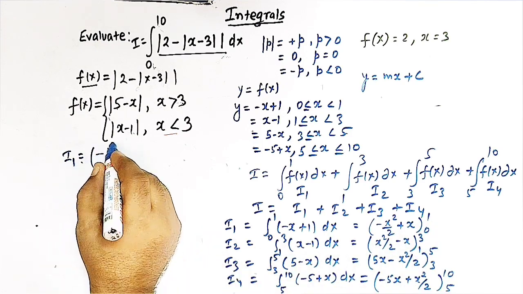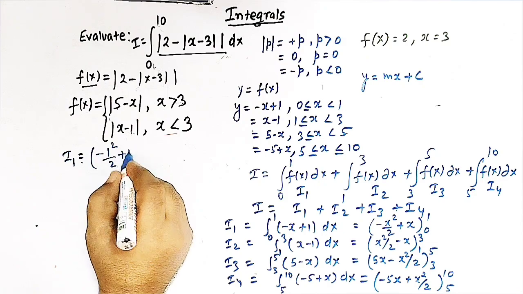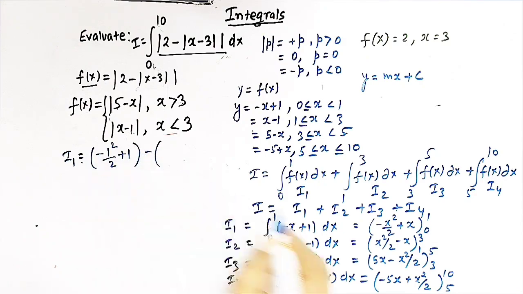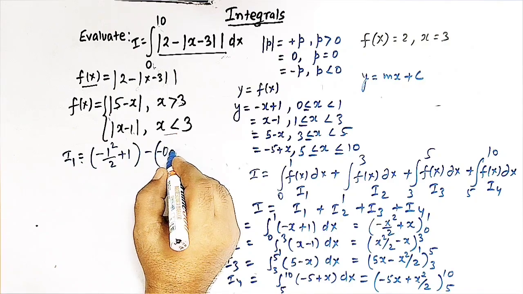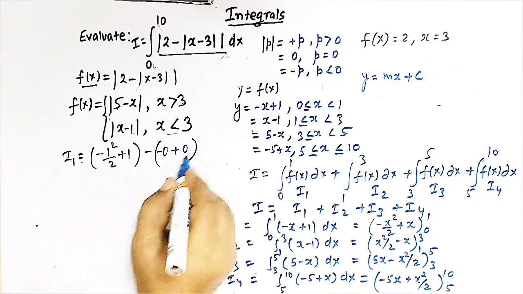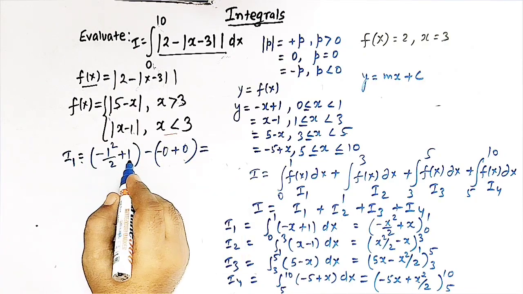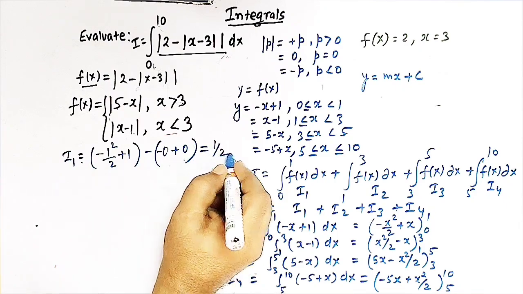So we have minus 1 square over 2 plus 1, and then we have x is equal to 0. So here we have 0 plus 0. So this is minus half plus 1, that is simply half.